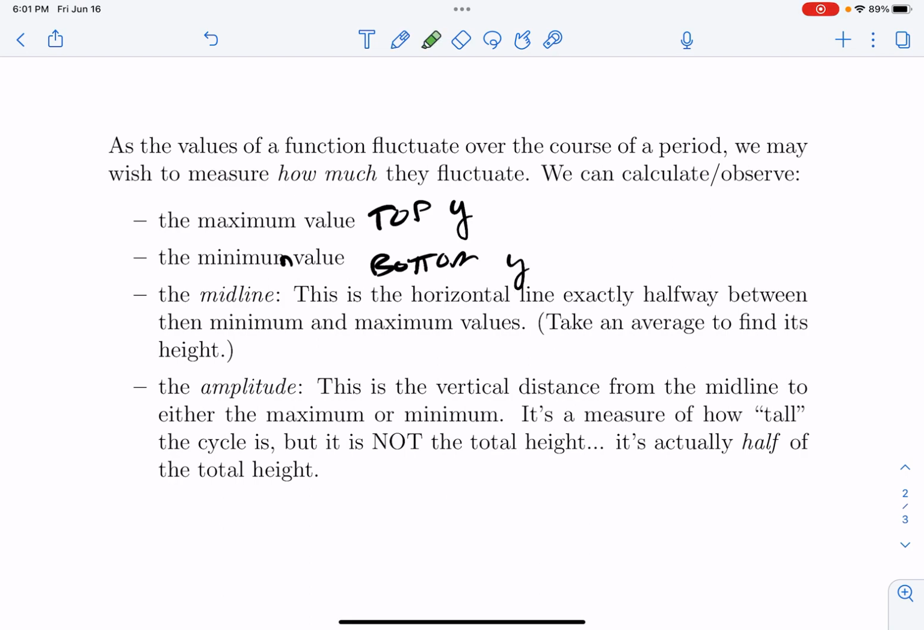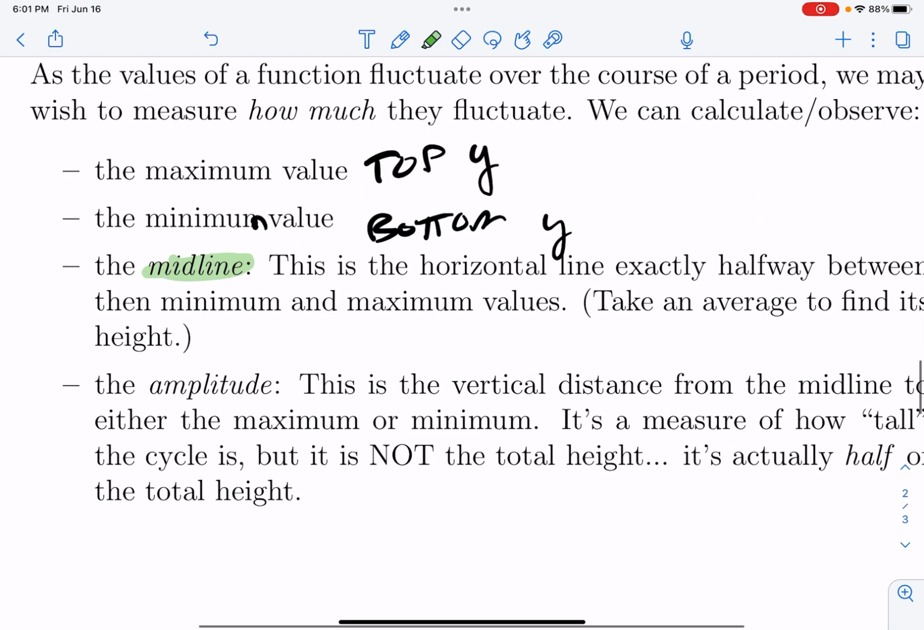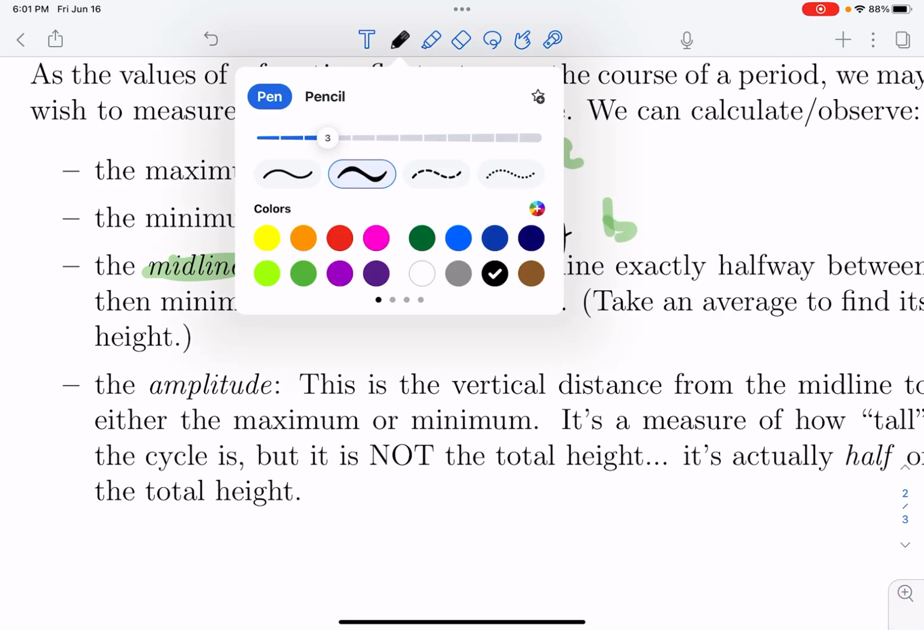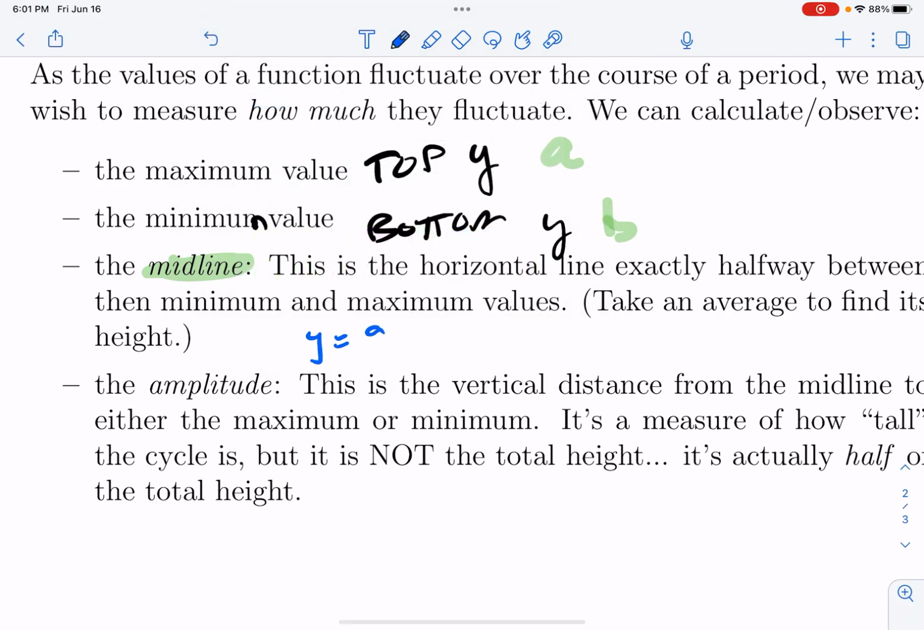There's something called the midline. So the midline, it's called a line. It's a horizontal line that is exactly halfway between the minimum and maximum y values. Depending upon your graph, it could look like it's in the middle. Sometimes there might not feel like symmetry, but make sure it's literally halfway between the top and bottom. And if you can't do that intuitively, you can take an average. If your maximum, say, is at A and your minimum is at B, you can figure out what you have here by just averaging them. A plus B over 2, and that's your y coordinate.